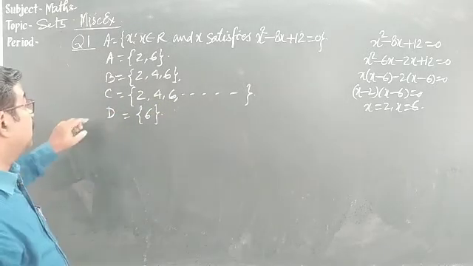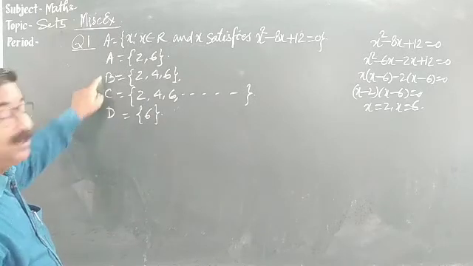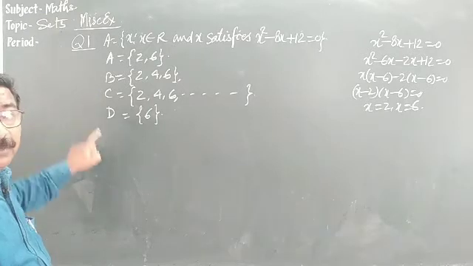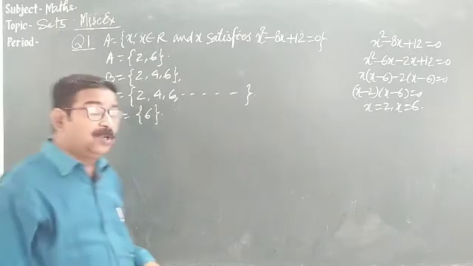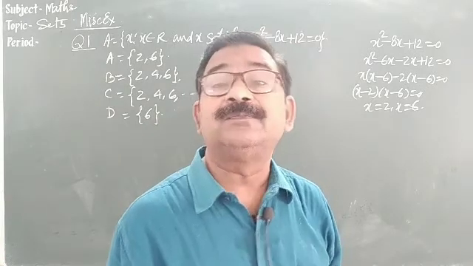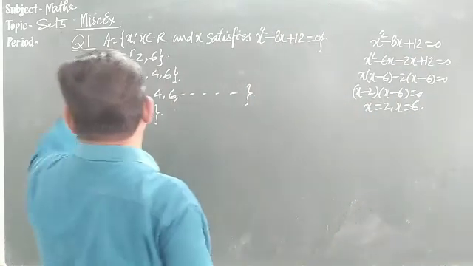You see D is found in A, D is found in B, D is found in C. So D is a subset of A, D is a subset of B, D is a subset of C. So you have to write all. You can write this yourself. Is it? So this was a very simple question.